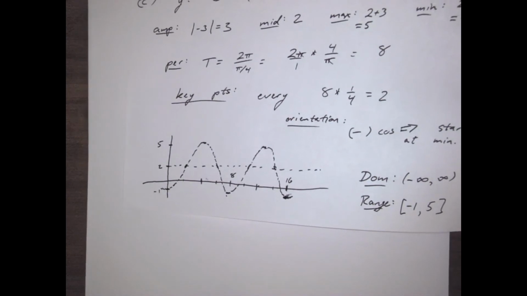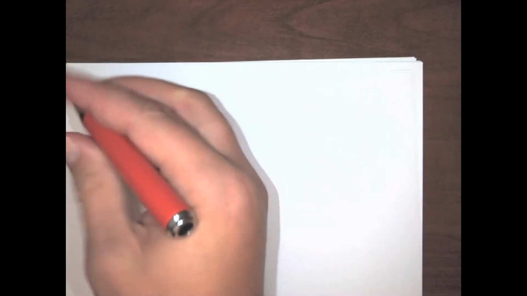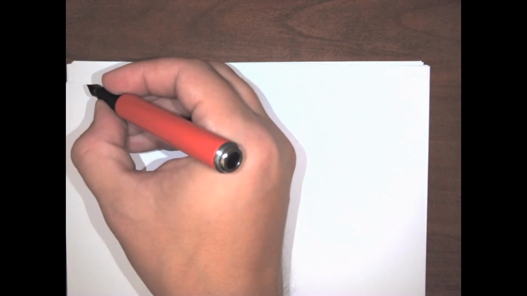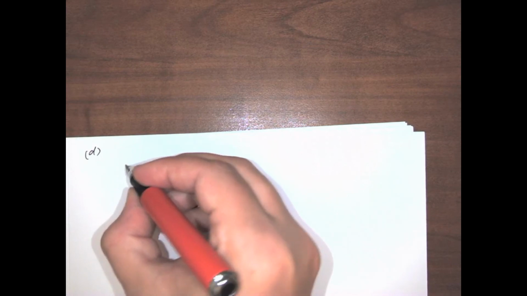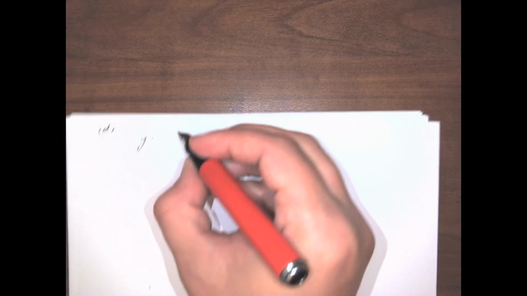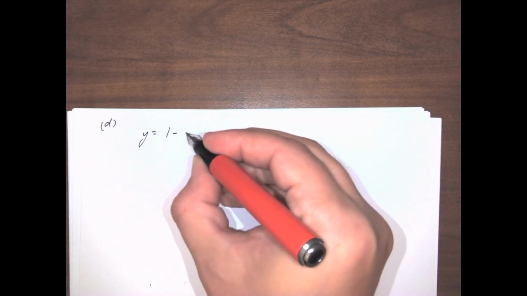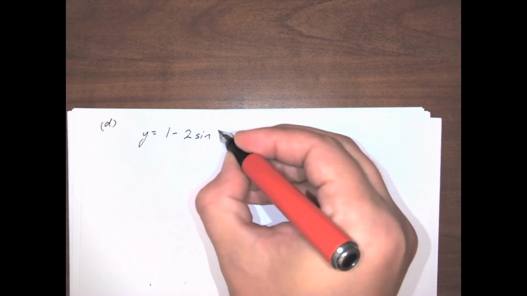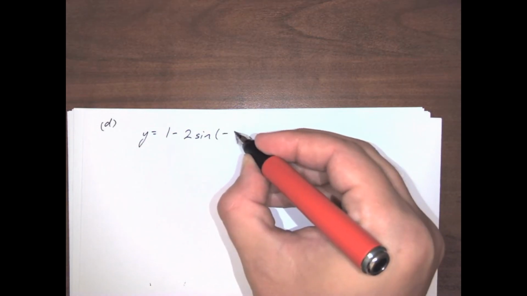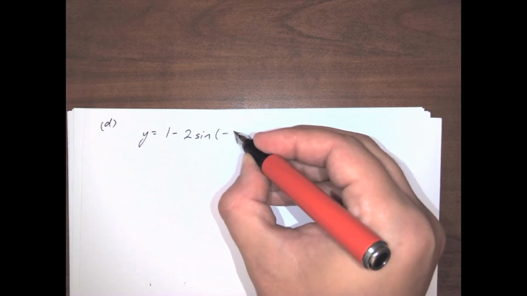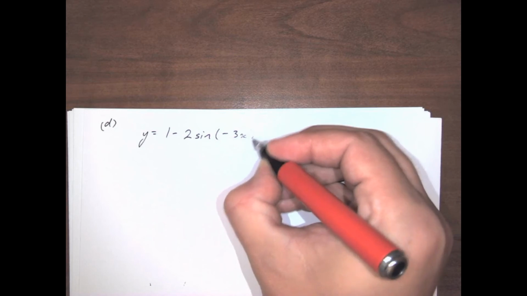Now let's do one more twist on all this. How about something like this? So one more example. Let's go with y equals 1 minus 2 times sine of negative 3x.